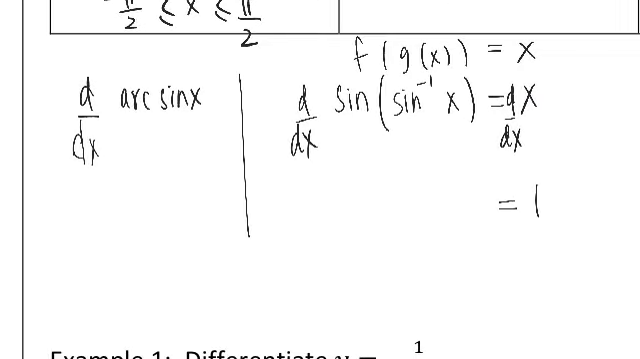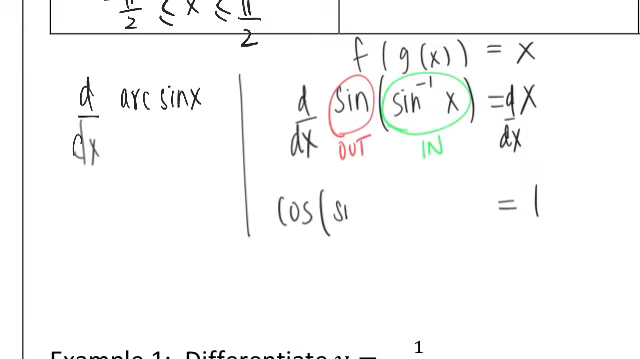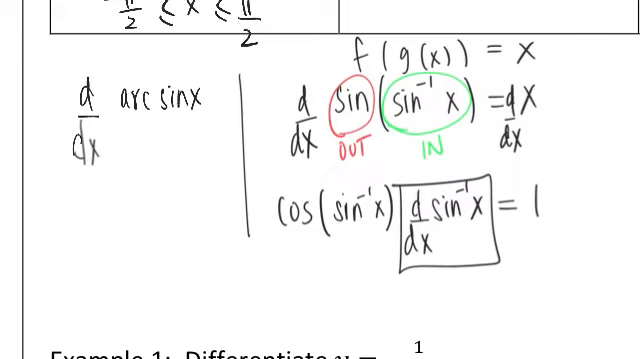On the left side, I have an outside function, which is sine of x, and an inside function, which is sine inverse of x. I don't know the derivative of the inside. That's what I'm trying to find. But I do know the out prime. The out prime is going to be cosine, and out prime of in means cosine of sine inverse of x. And then I would have the in prime, which is the derivative of sine inverse of x. And this is what I'm trying to find.